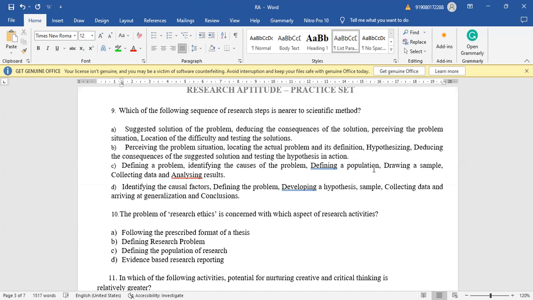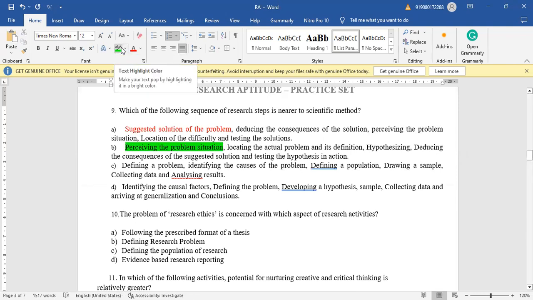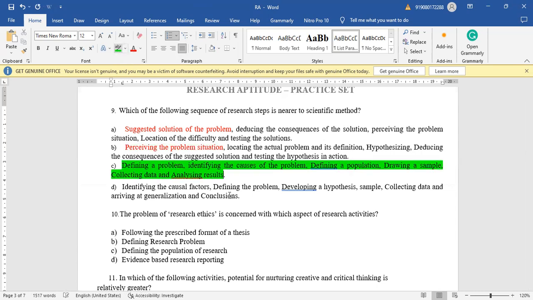Read the keyword first, sir. Look at the first one or two steps and see the keywords, whether they are related to scientific research. If not, move to the next one. Suggested solution of the problem: is it the first step of research? No, ruled out. Perceiving the problem situation? No. Defining the research problem? Yes. First we define, then identify. This is perfectly matching. Other things will not match.